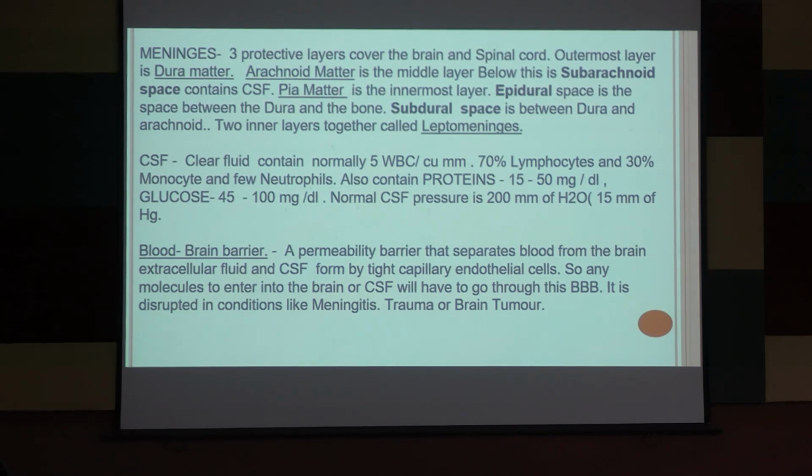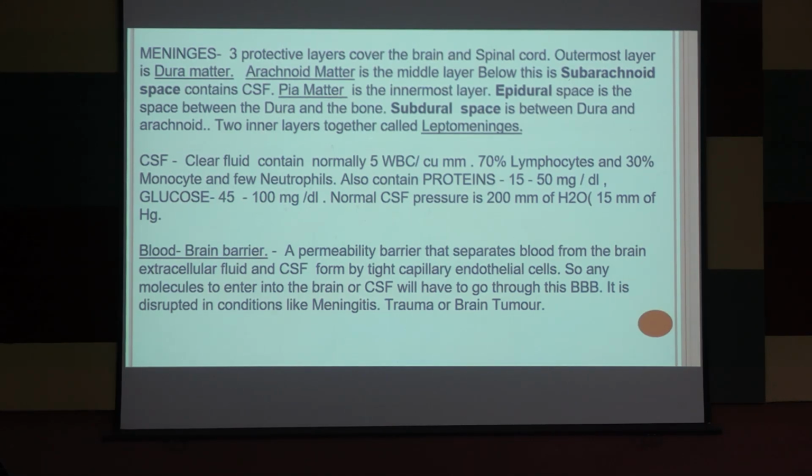What is the composition of CSF? It contains protein, 15 to 50 milligram per dL. It contains glucose. Normal level is 45 to 100 milligram per dL, maximum 100. Normal CSF pressure is 200 millimeter of H2O, or 20 centimeter of water, or 15 millimeter of Hg. It is not Hg, it is not mercury, it is written wrong. Sorry for the mistake, it is 15 millimeter of CSF, cerebrospinal fluid, not mercury.